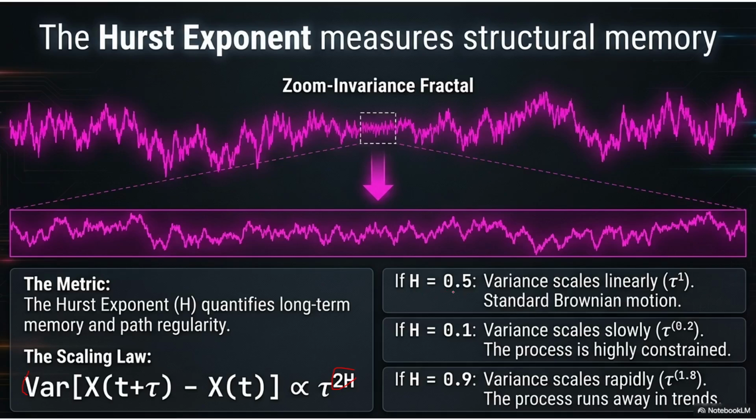Notice that if we set the Hurst exponent to 0.5, the variance scales linearly with t, which is the standard Brownian motion. If H is equal to 0.1, the variance scales very slowly, making the process highly constrained. And if it's 0.9, the variance scales rapidly, creating smooth trends. So a higher H, smooth trends; low H, we have high constraint; and if it's 0.5, it's the standard Brownian motion.